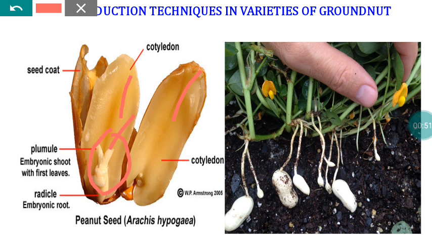Both the cotyledons are well surrounded by a papery layer. So here the seed coat is called by the name of pericarp. That may be red in color or rose color, and that will vary from variety to variety. So this is in short about the seed structure of the groundnut.